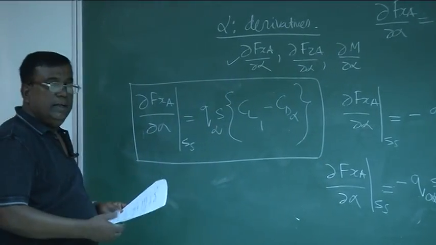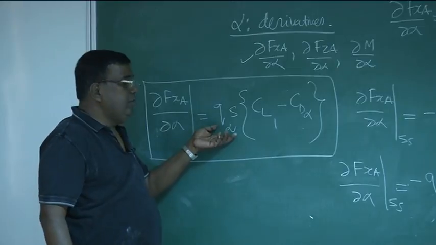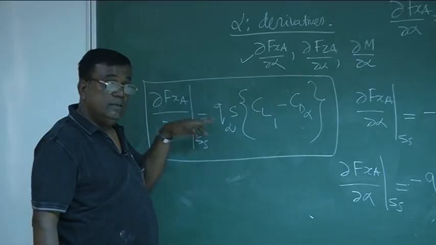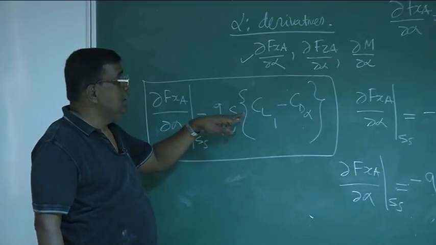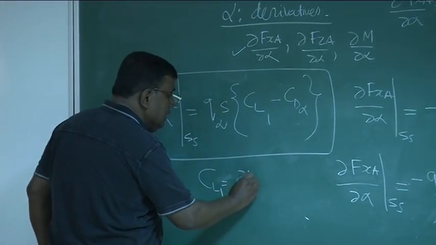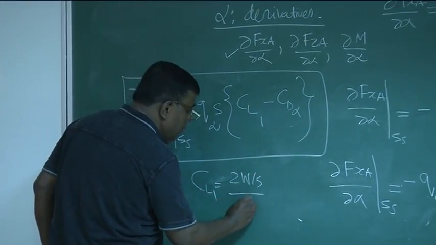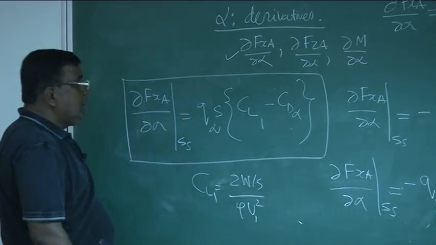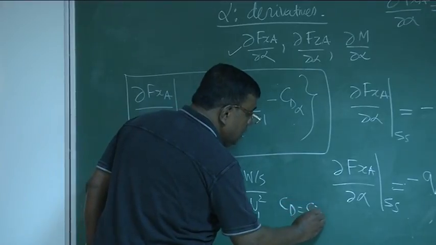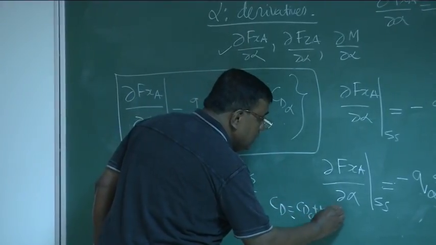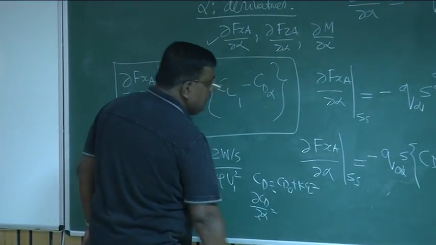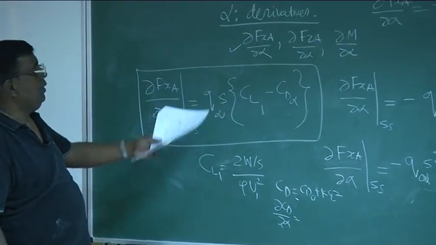Is it anyway very difficult for you? No? Half rho V square at steady state, you know, the aircraft cruising, half rho V square S, you understand what is this? S you understand. CL1 will be what? CL1 means CL at steady state is nothing but 2W by S by rho V square. Okay. What is CD alpha? CD alpha: CD equal to CD naught plus K CL square. So you can easily find out dCD by d alpha from here by taking the derivative. So these are all known for us.